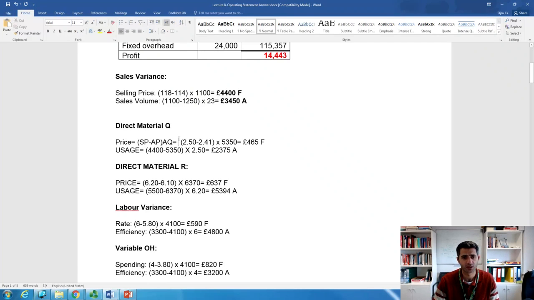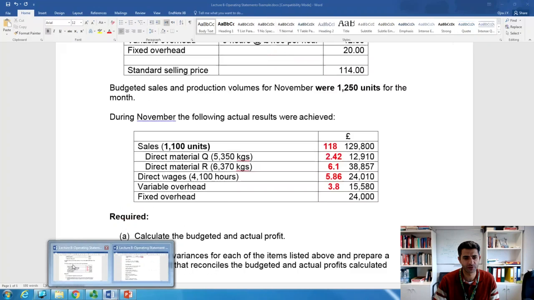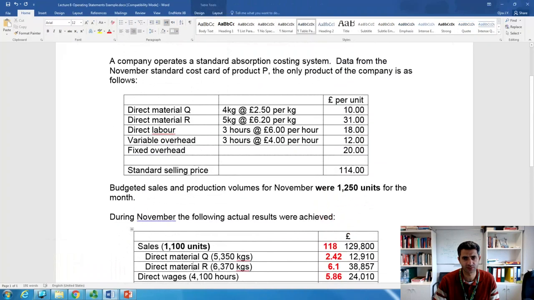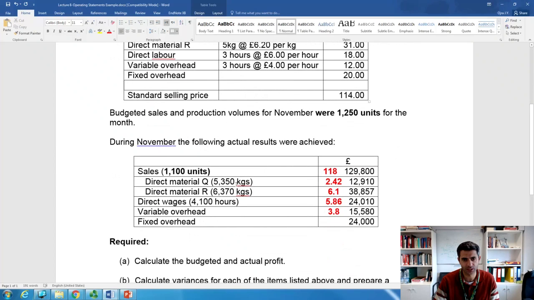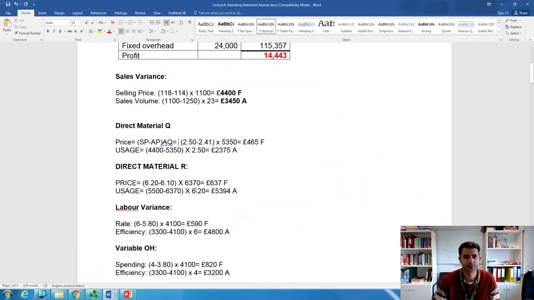If you look at material Q, you will see the standard price is 2.50 here. That's the standard price per kilo, minus the actual price per kilo for Q, which is 2.42, isn't it? Let's have a look. Yeah, can you see 2.41 or 2.42? As I mentioned, this is only estimation. You need to leave all the decimals on the calculator.